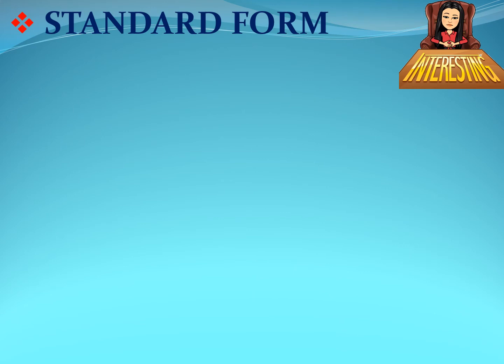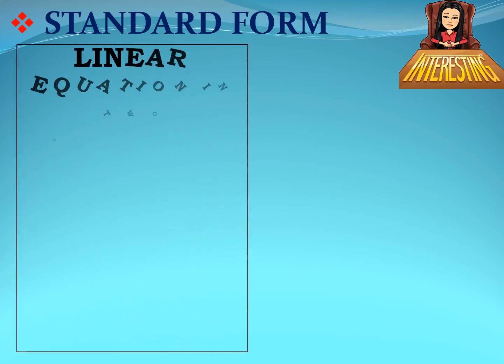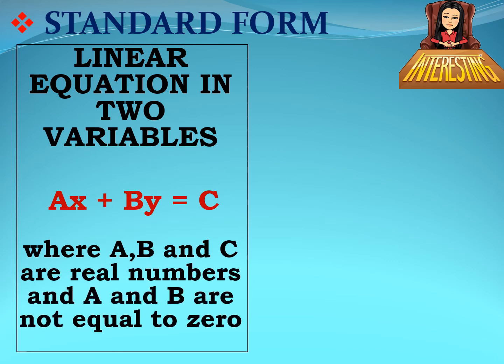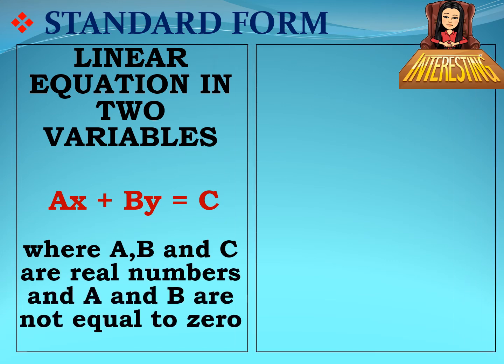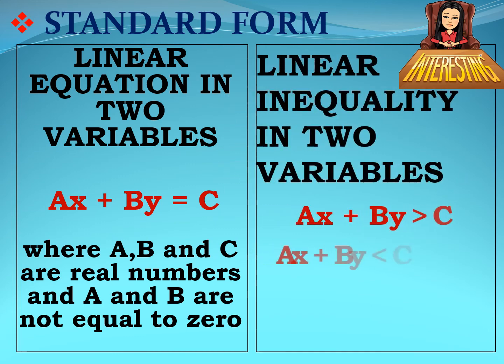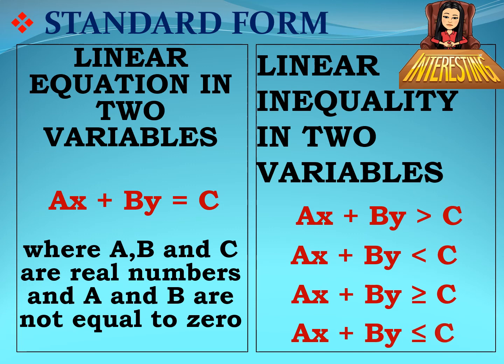In terms of standard form, a linear equation in two variables has ax plus by equals c, while a linear inequality in two variables has ax plus by is greater than c, ax plus by is less than c, ax plus by is greater than or equal to c, and ax plus by is less than or equal to c, where a, b, and c are real numbers and a and b are not equal to 0.